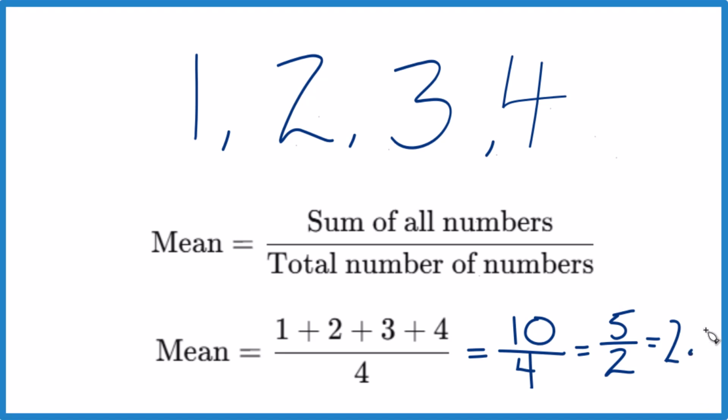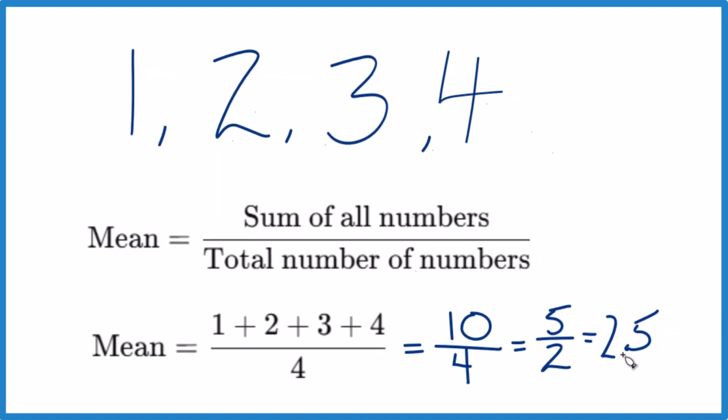So that's it. That's how you find the mean of 1, 2, 3, and 4. The answer? 2.5, or you could call it 5 halves.